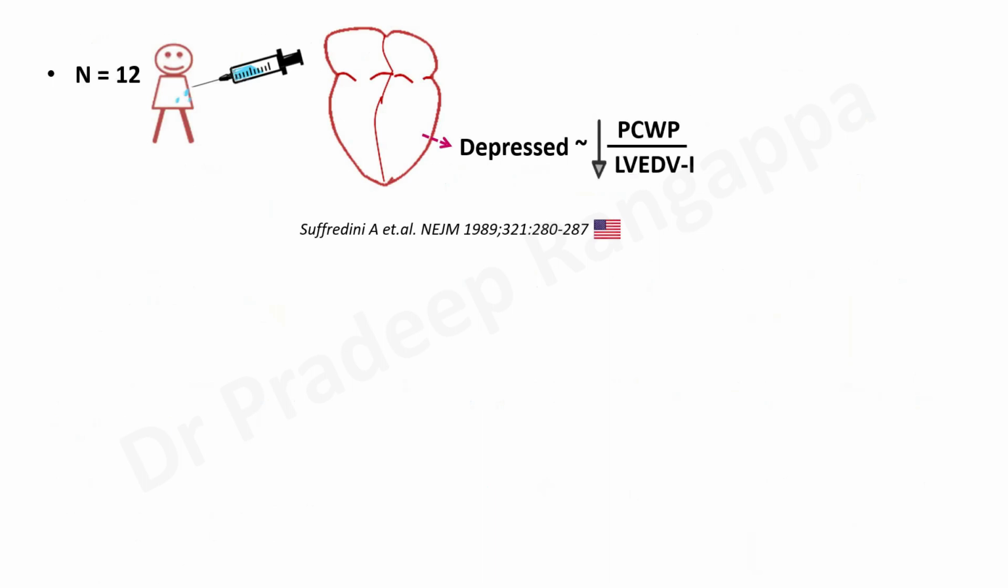So this was another study where they gave an endotoxin and looked at the response, and they found that the LV function got depressed and there was a reduction in the pulmonary capillary wedge pressure and LV end diastolic volume index.